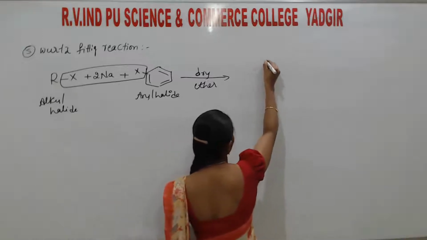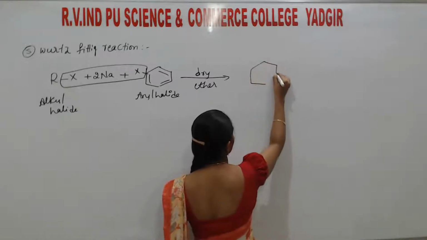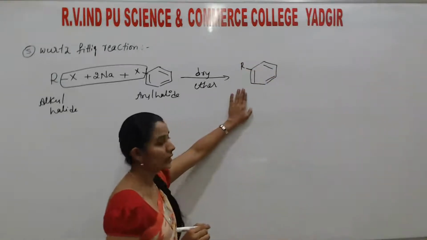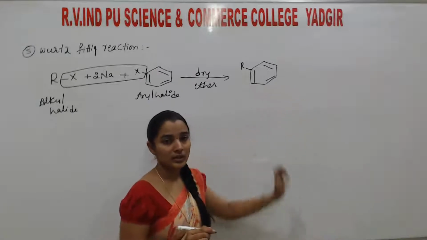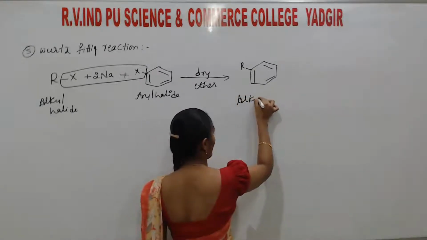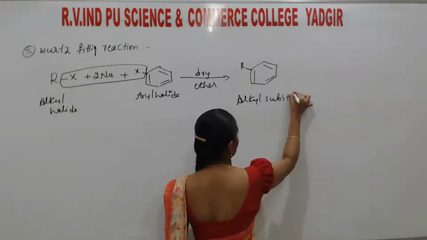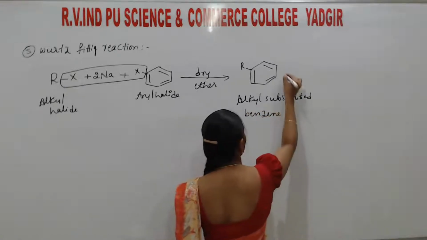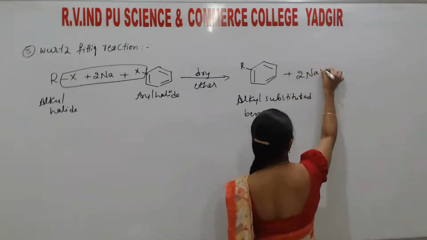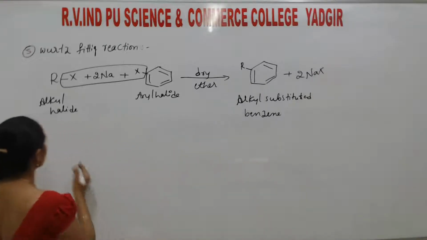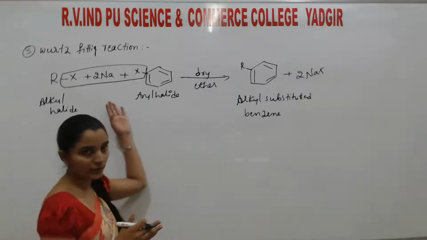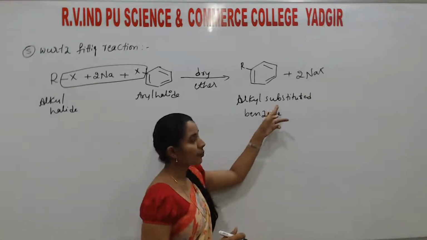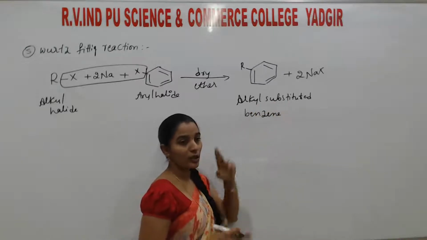And what is the product formed here? The benzene ring with the R group attached. Alkyl substituted benzene, and the byproduct is 2NaX. Here, this is alkyl halide, aryl halide made to react with sodium metal in the presence of dry ether, that is said to be the Wurtz-Fittig reaction, and the product formed is alkyl substituted benzene.